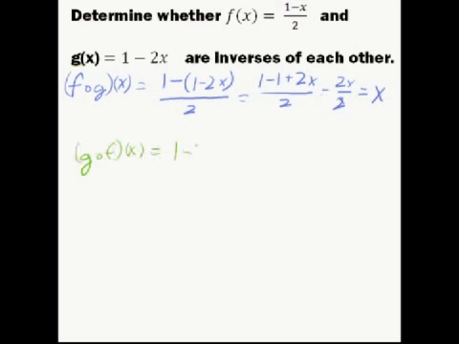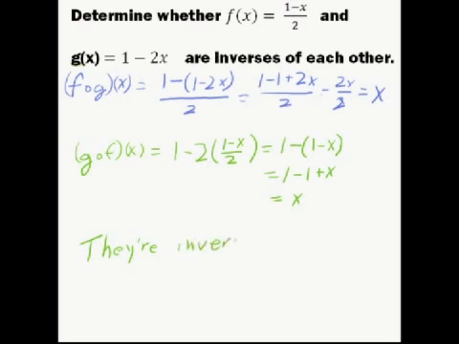G of f of x, 1 minus 2 times the f function, 1 minus x over 2, and the 2's are going to cancel. So I'm just going to get 1 minus x, and then 1 minus 1 plus x, which reduces down to x. So the question is, are these inverses of each other? And the answer is, they are inverses.